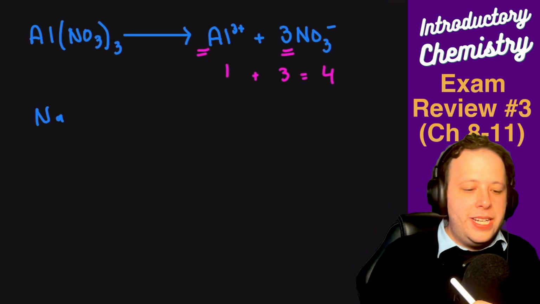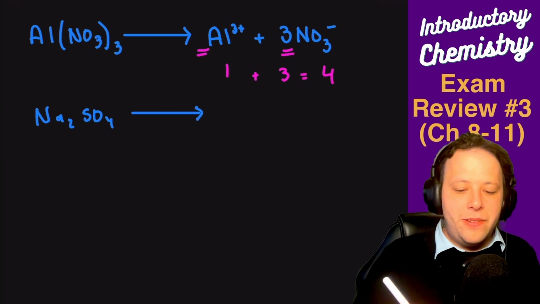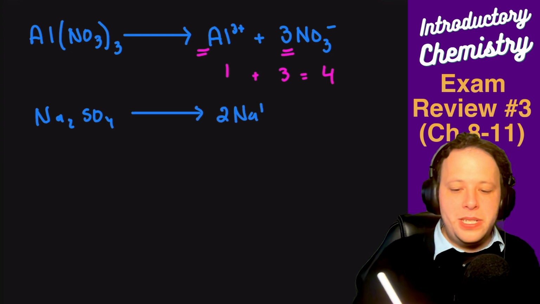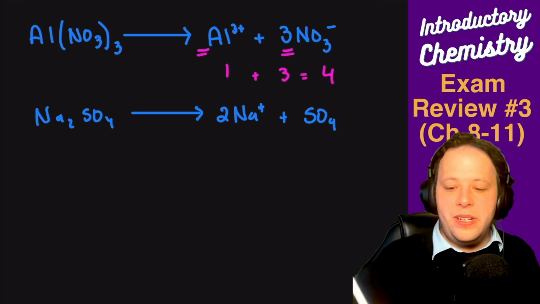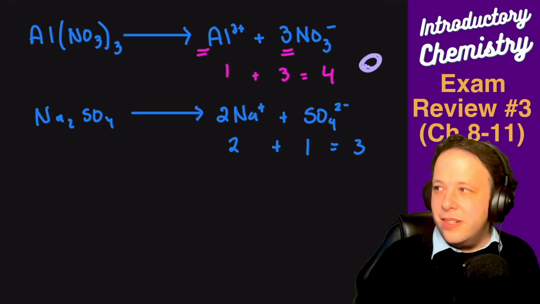So if I look at the next one, Na2SO4, how many pieces do I have for this one? Well, I have 2 sodiums and then 1 sulfate. So what would that end up being? This would be 2 plus 1 is equal to 3. So far, this one is the highest.